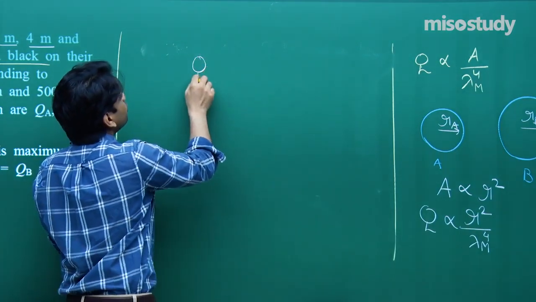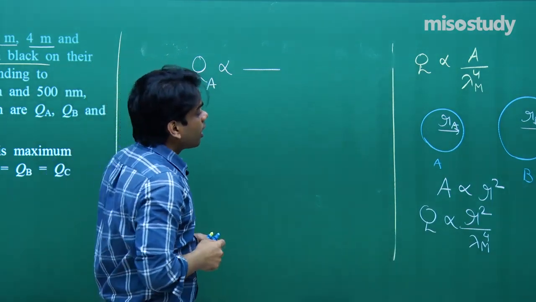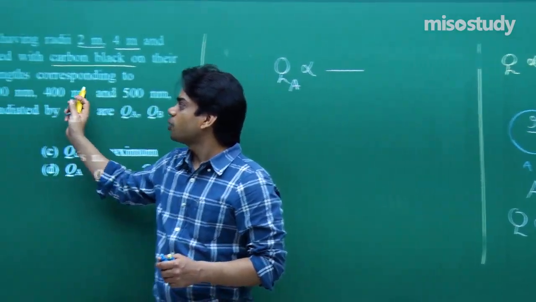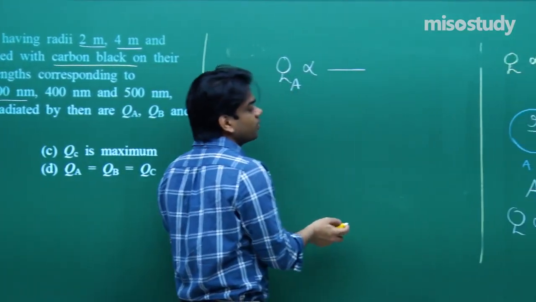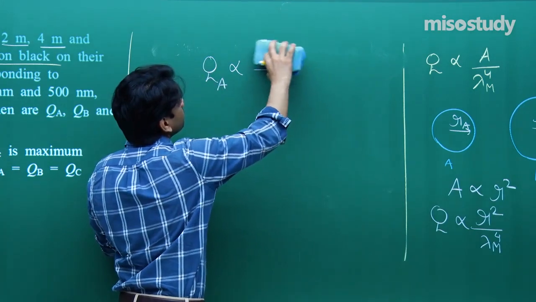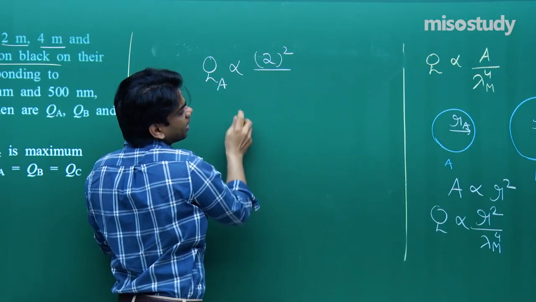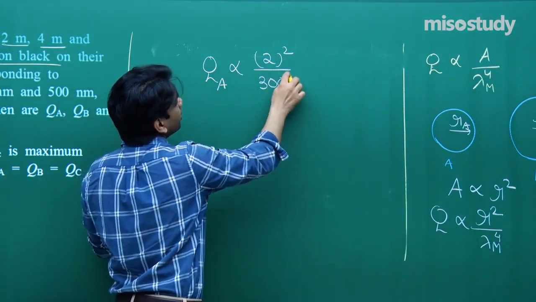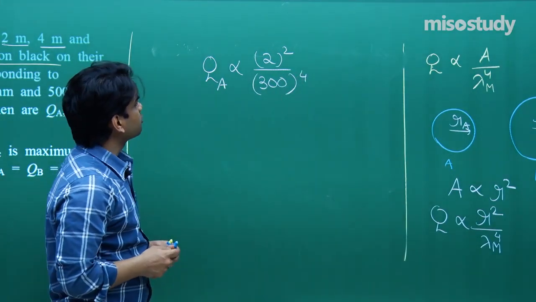So we can write Q is proportional to, for QA, R of A is 2, and lambda m, the wavelength corresponding to maximum intensity, is 300 nanometer. We have been given that its value is, I'm putting here (2 meter) whole square, and here for maximum intensity the lambda is 300 nanometer. So 300 nanometer power 4. Everything is given in nanometer, we can use directly in this way.